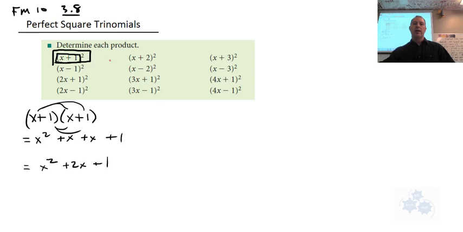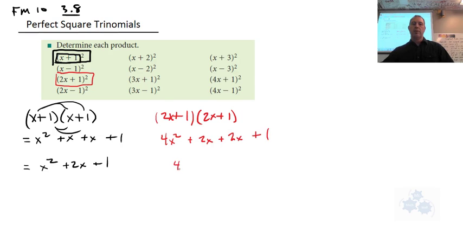All right, let's pick another one. I'm gonna skip around a little bit. So let's do this one right here. So 2x plus 1 squared, of course, means 2x plus 1 times 2x plus 1. And when we do our FOIL here, we get 4x squared plus 2x plus 2x plus 1. So that comes out to 4x squared plus 4x plus 1.